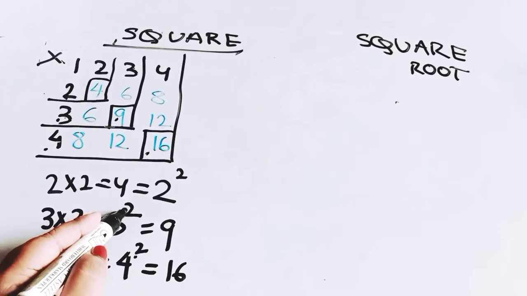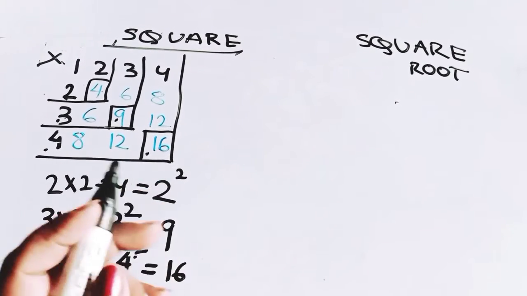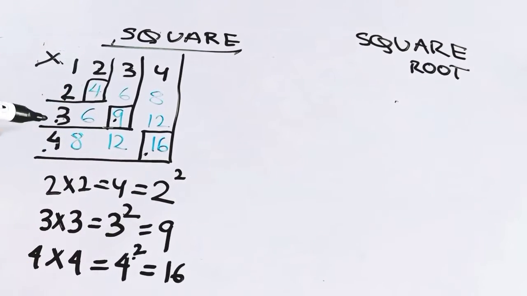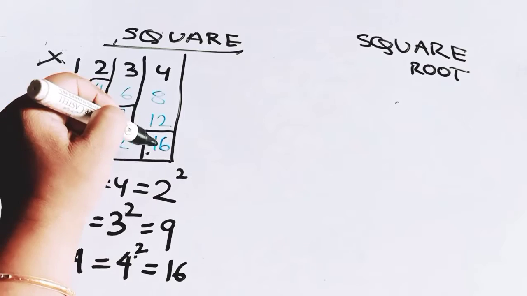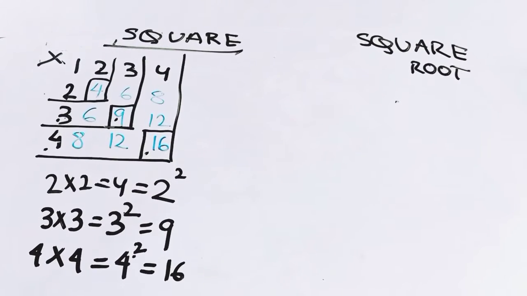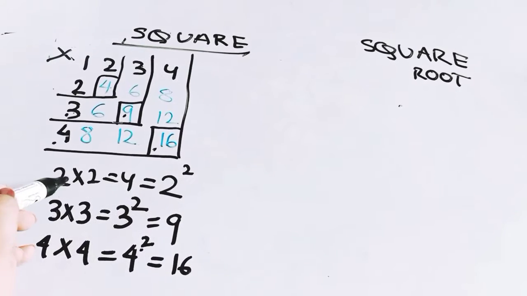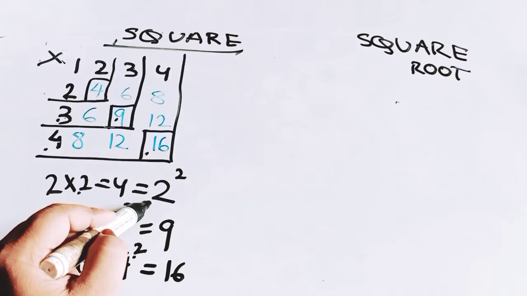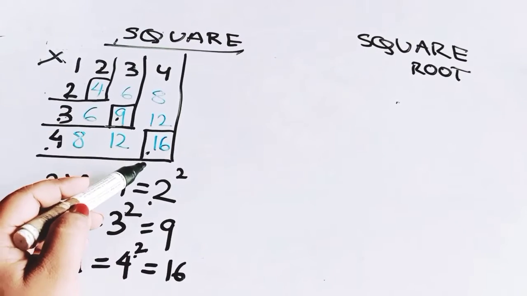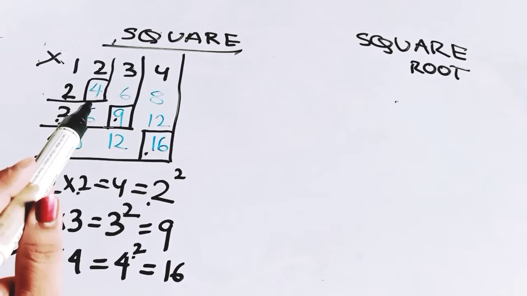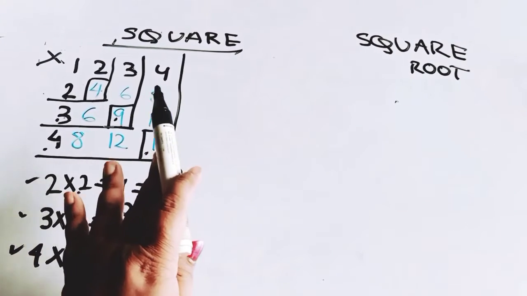This 2 which is written on top, it is called squared. That means 2 squared is 4, 3 squared is 9, 4 squared is 16, and it will go on continuously. That means if we multiply a number with itself, we can write it in the form of square. Okay, this is just an example of a multiplication table to show these 2, 3, 4 and so on numbers are all perfect squares. Okay, this is very simple.